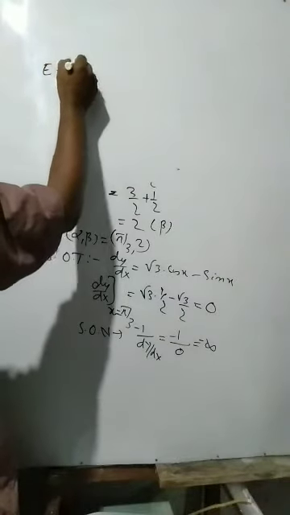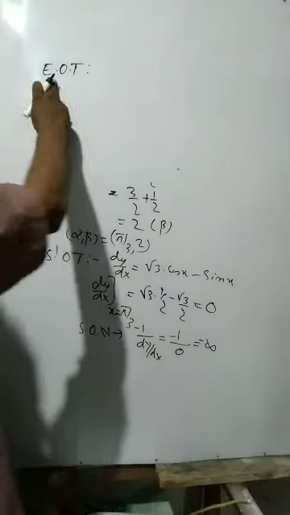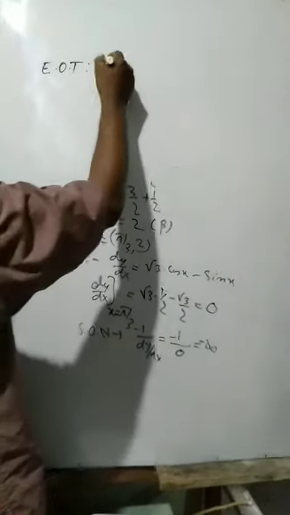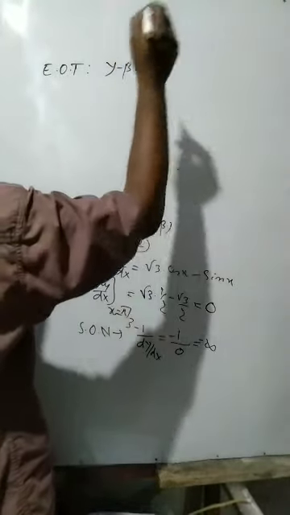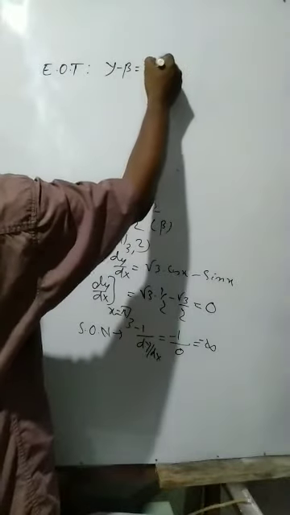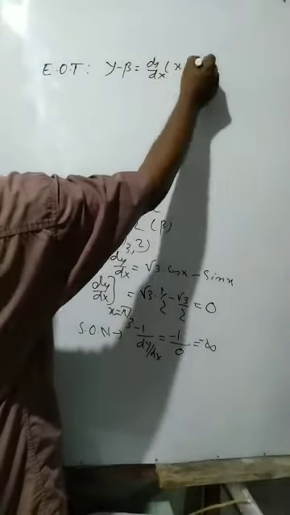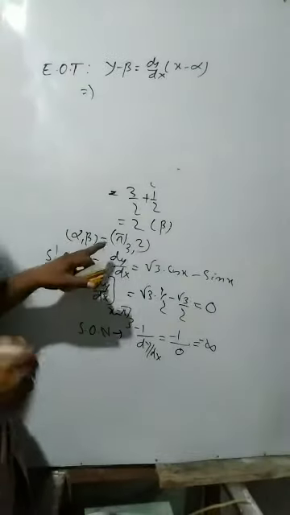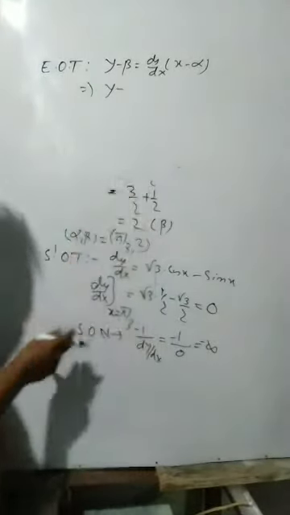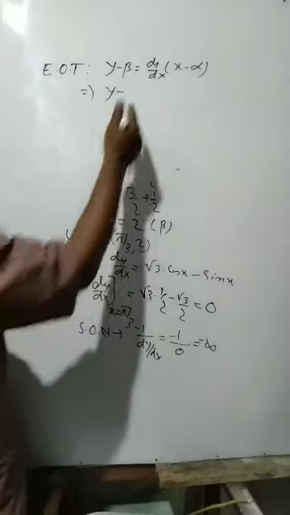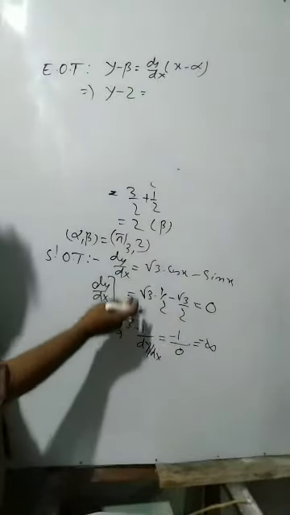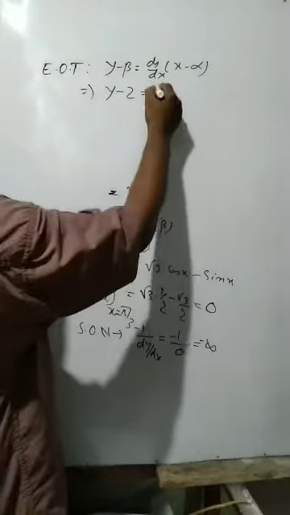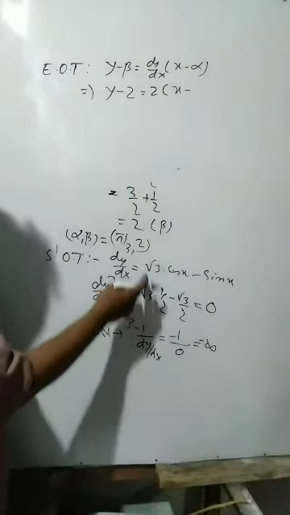Now we find the equation of the tangent and the equation of the normal. Look at how to find the equation of the tangent, EOT. The formula is y minus beta equals dy by dx into x minus alpha. Here beta equals 2, and dy by dx is 0, into x minus alpha, where alpha equals pi by 3.